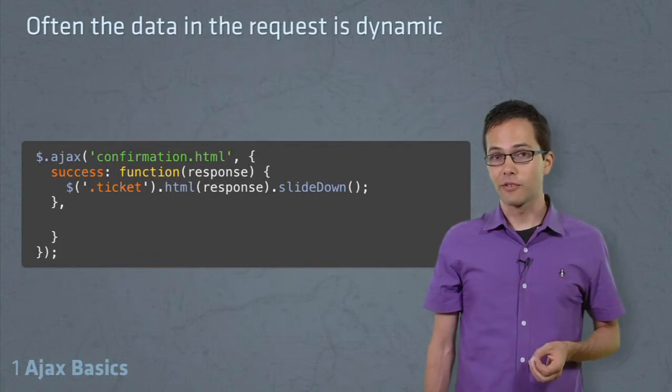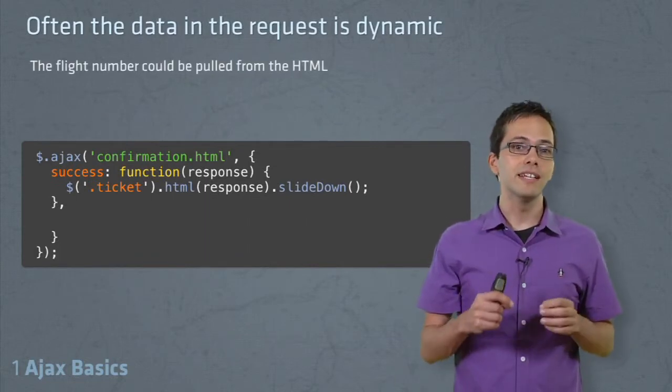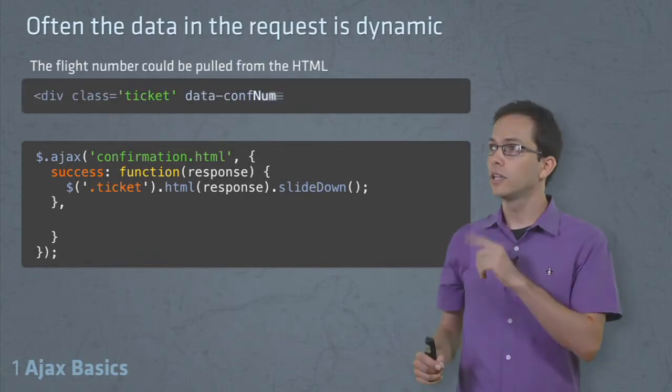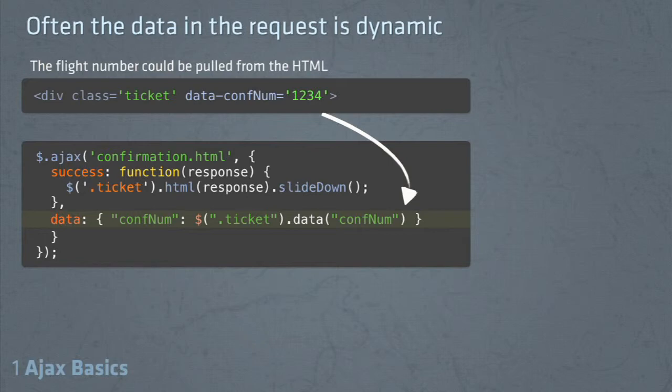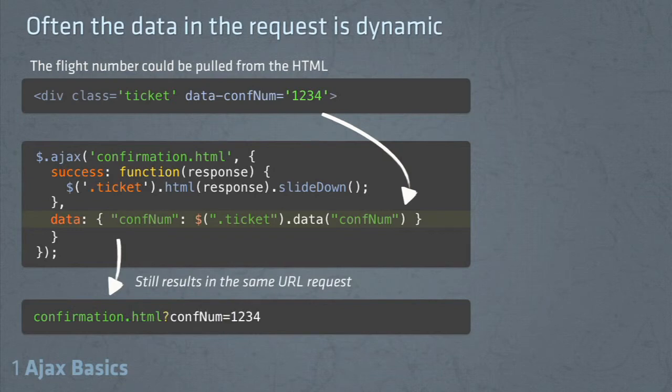Another way we can get the confirmation number is if we stored it inside of the HTML. So here you can see the ticket div, and we have an attribute called data_confnum that will store our confirmation number. Then inside of our Ajax call, we can use that data option and specify to pull the confirmation number out of that attribute. This, of course, still results in the same URL request from the previous slide.